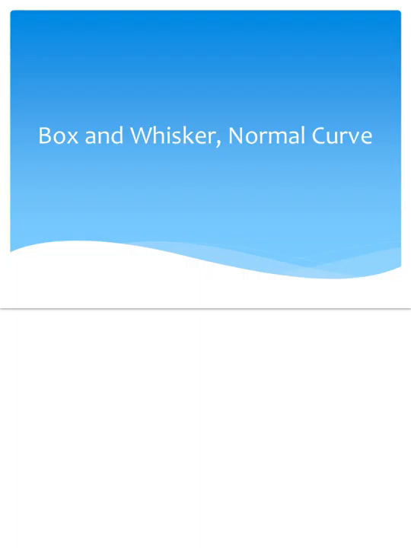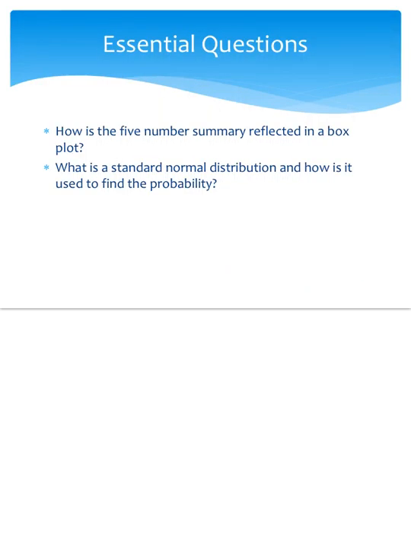In this video, we'll go over box and whisker plots and the normal curve. The two things that we're going to cover is how is the 5-number summary reflected in a box plot, and we'll discuss how to make that box plot. And secondly, what is a standard normal distribution, and how do we use it to find probability?